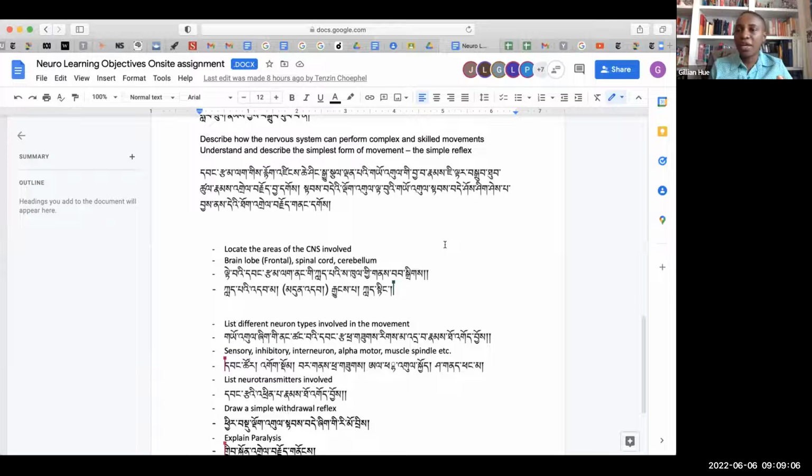What I'm showing here or what I'm describing is not how we will teach this, but what are the specific things that we can assess to see if the students have learned the content.